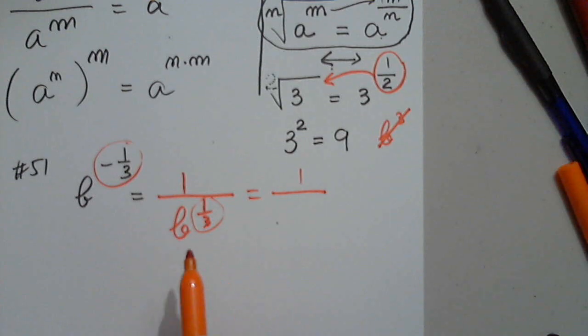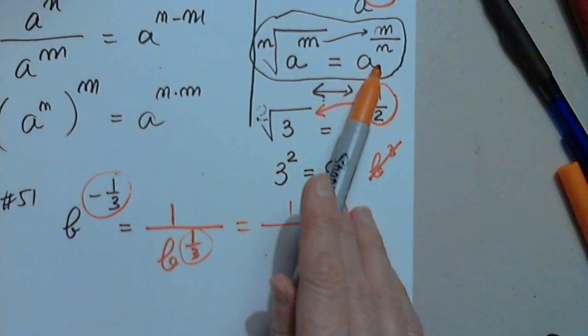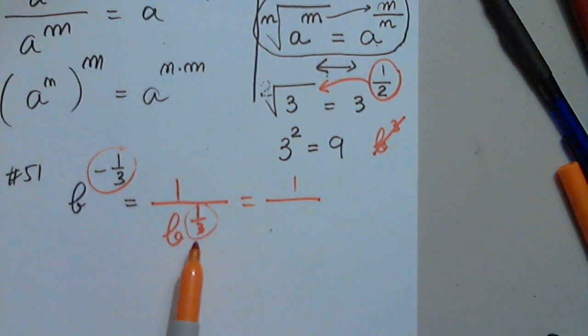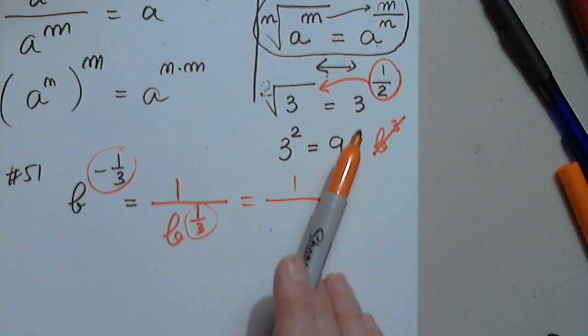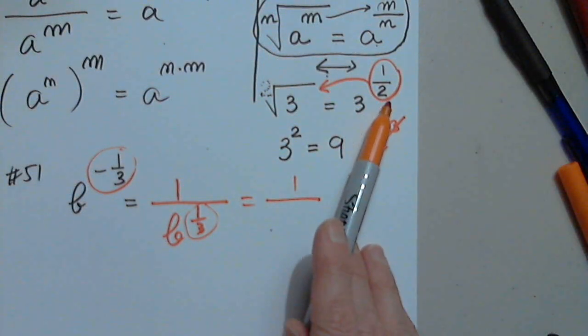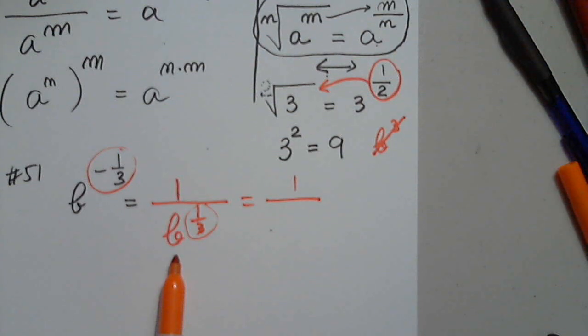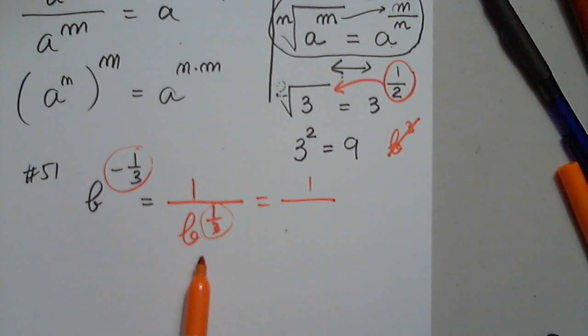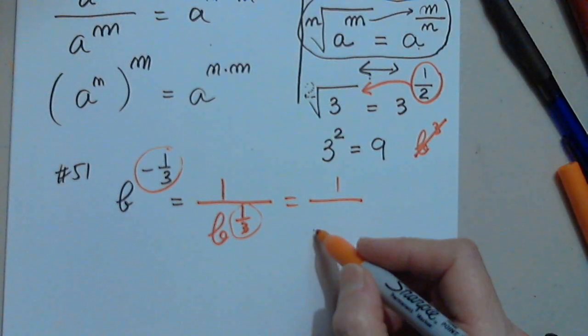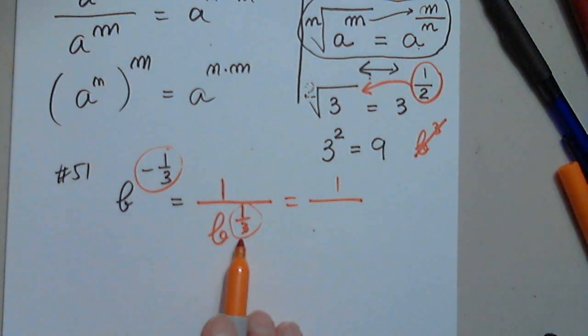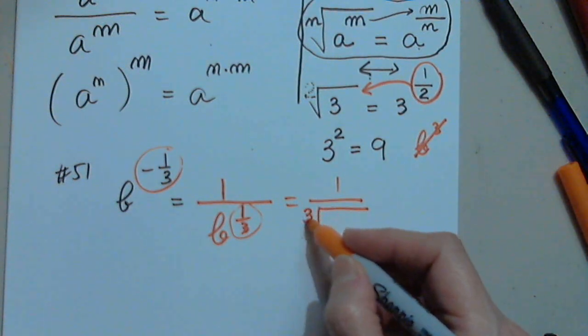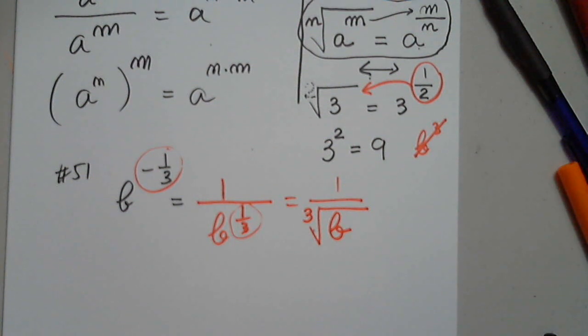Okay. And now I have to change this back into a radical. How do I do that? We already had an example with 3 to 1/2. What radical is this? Yes, b under the cube root. Yes, indeed, the cube root of b, exactly.